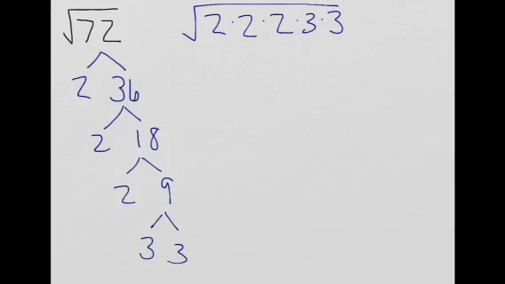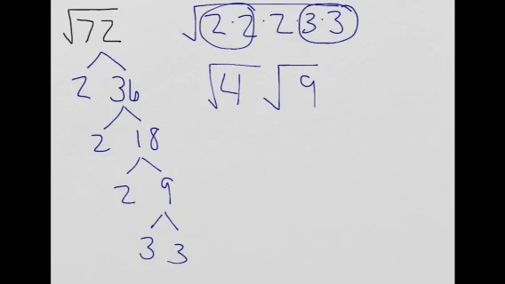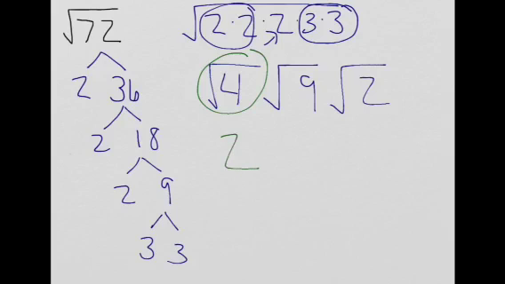Again, we're looking for duplicates. So 2 times 2 becomes 4, so we have square root of 4. We also have 3 times 3, which becomes the square root of 9. Then we have the 2 off by itself, square root of 2. Square root of 4 becomes 2. Square root of 9 becomes 3.